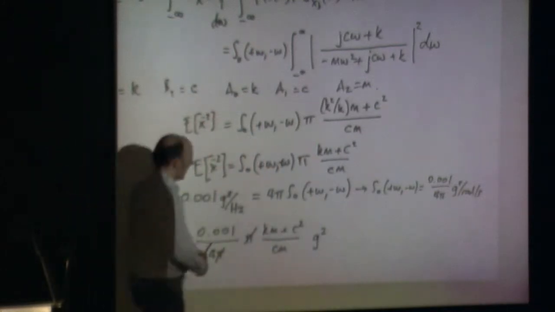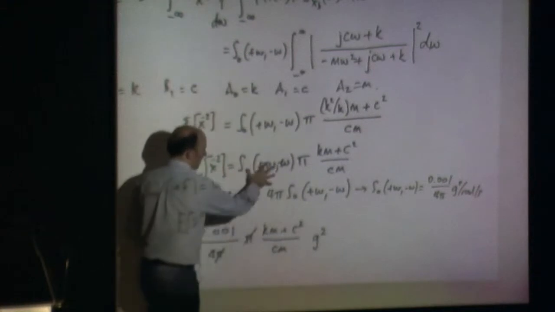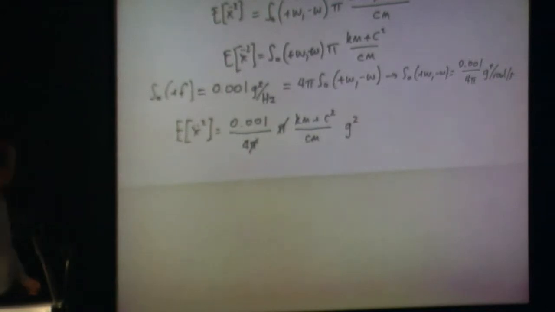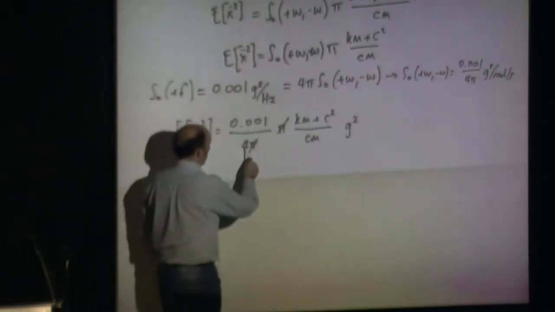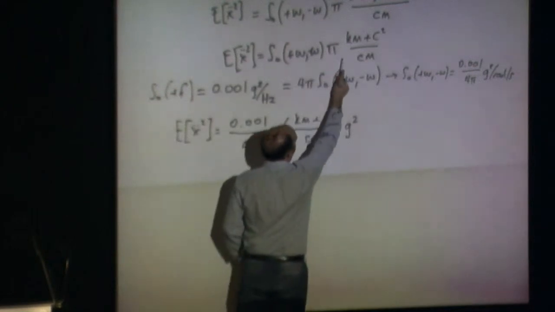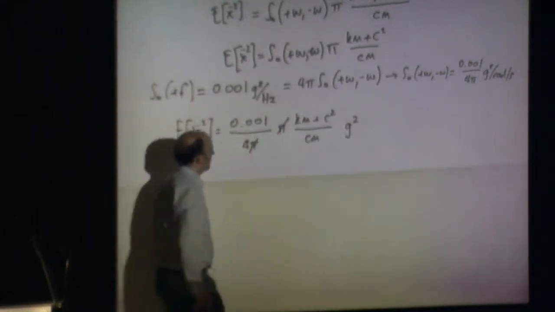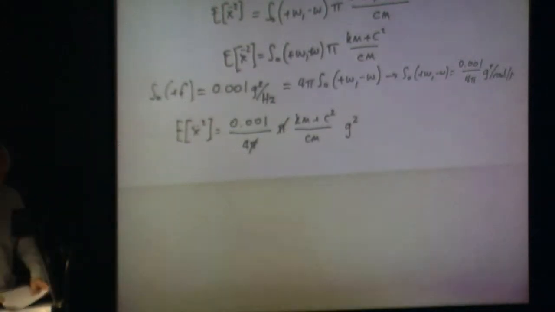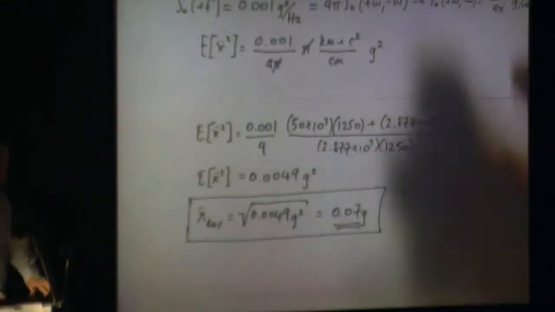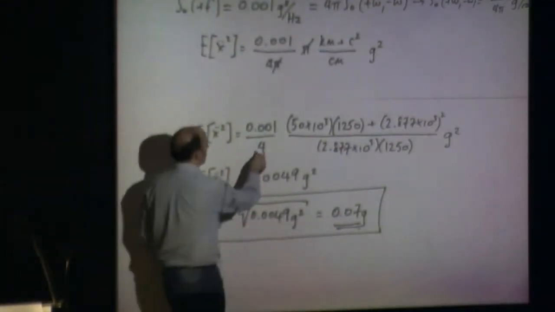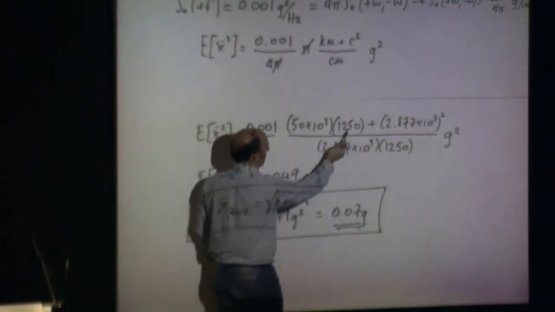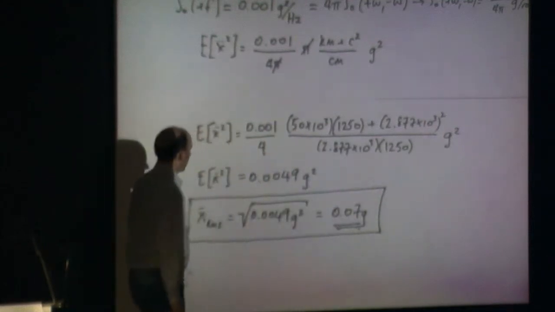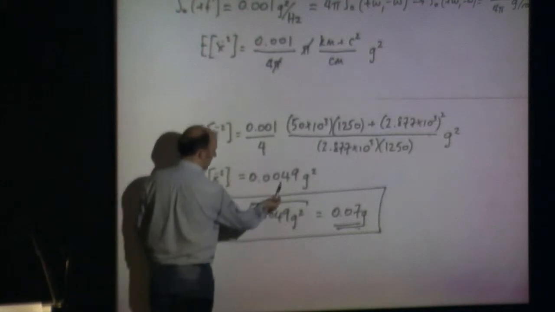So then I can plug this term into here, okay, which is what I've done down there. I get 0.001 divided by 4 pi times pi, okay, km plus c squared over cm times g squared. And obviously at this point I can then plug in the numbers, which is what I've done here. And so 0.001 divided by 4 is there, the pi's cancel. I've got my k term, my m term, my c squared term, c times m. Plug that all into a calculator, you should get 0.0049.